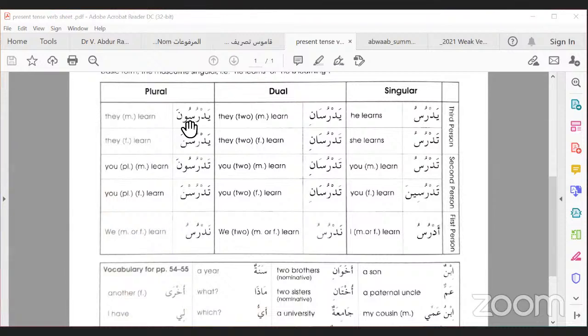They two men learn. يدرسان. They two females learn. تدرسان. And you two men learn. تدرسان again. And you two females learn. تدرسان. That's great. And they all men learn. يدرسون. Yes, they all females learn. يدرسن. We all learn. ندرس. Thank you so much. Thank you.